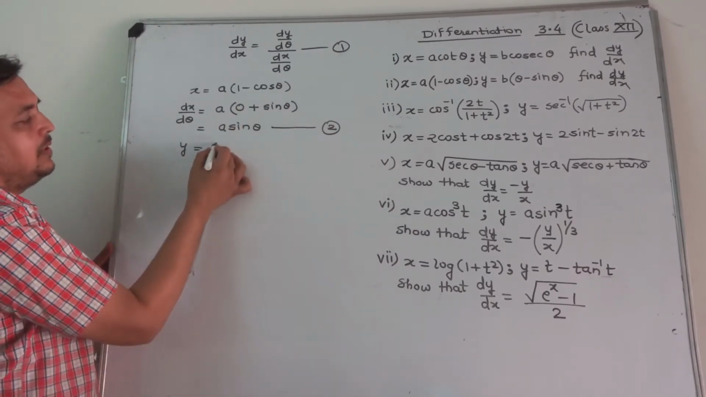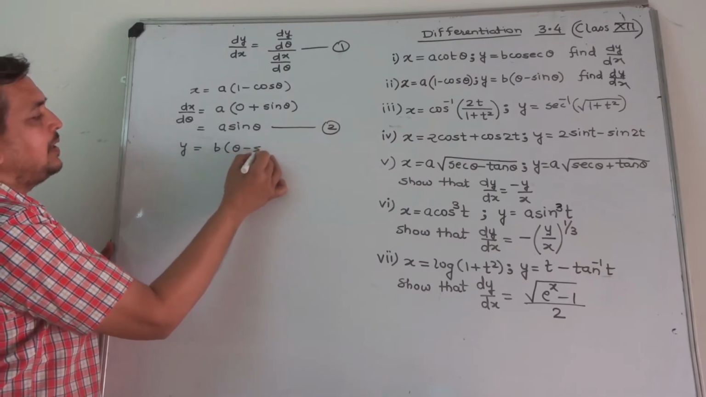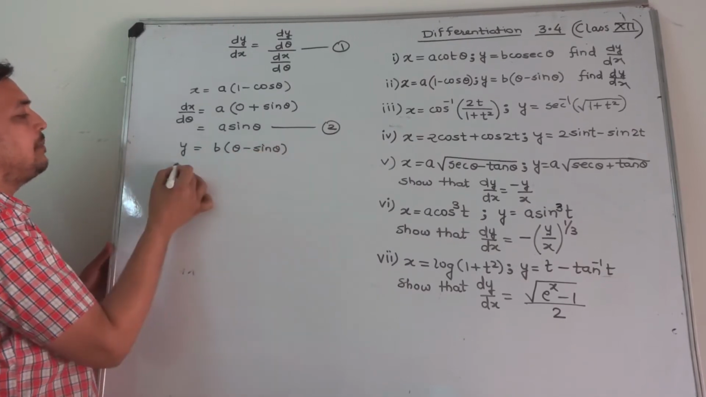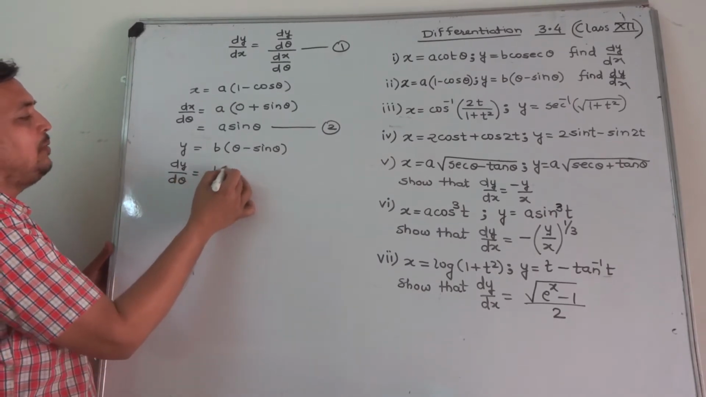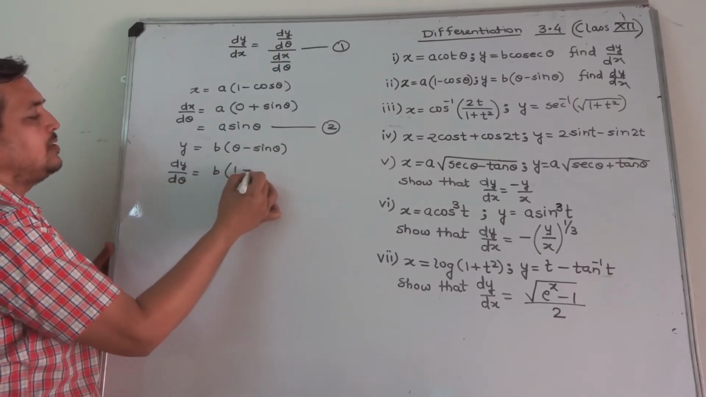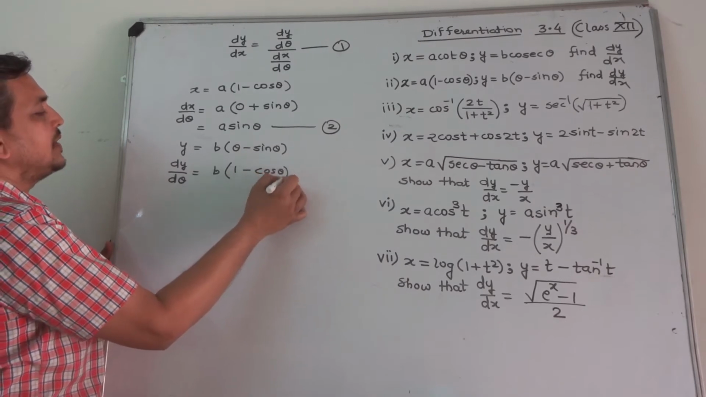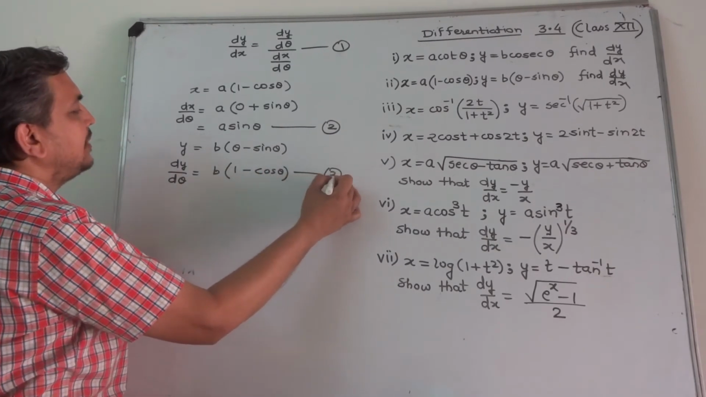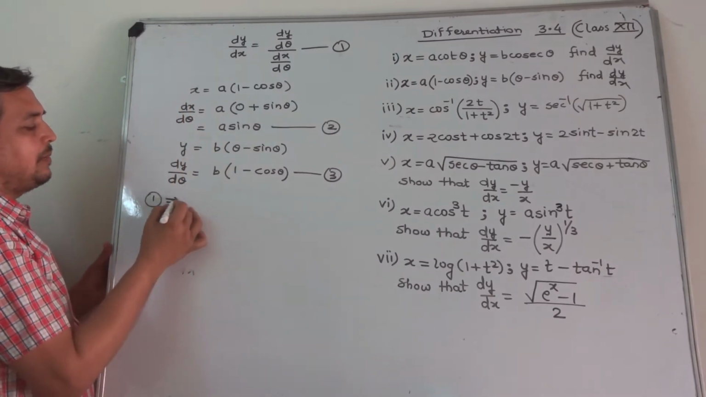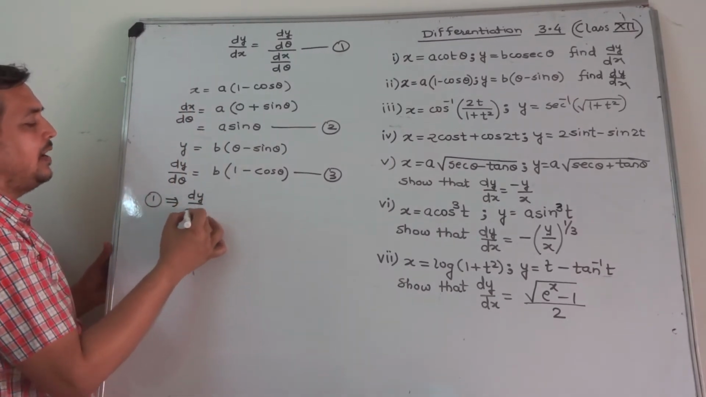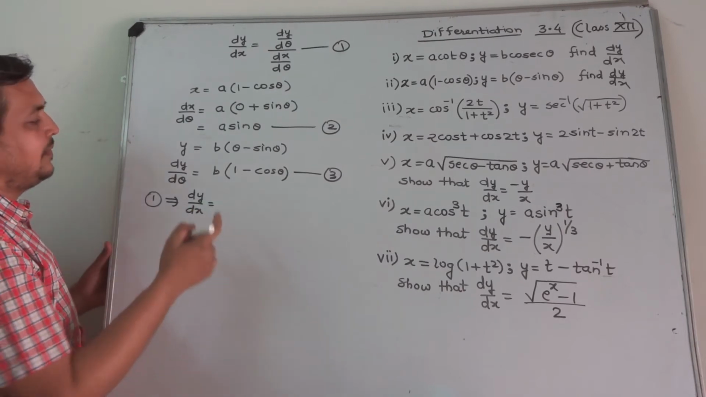y is also given b bracket theta minus sin theta. Theta is the parameter, variable. dy by d theta equal to b constant. Derivative of theta is 1. Derivative of sin theta is cos theta. This is number 3.